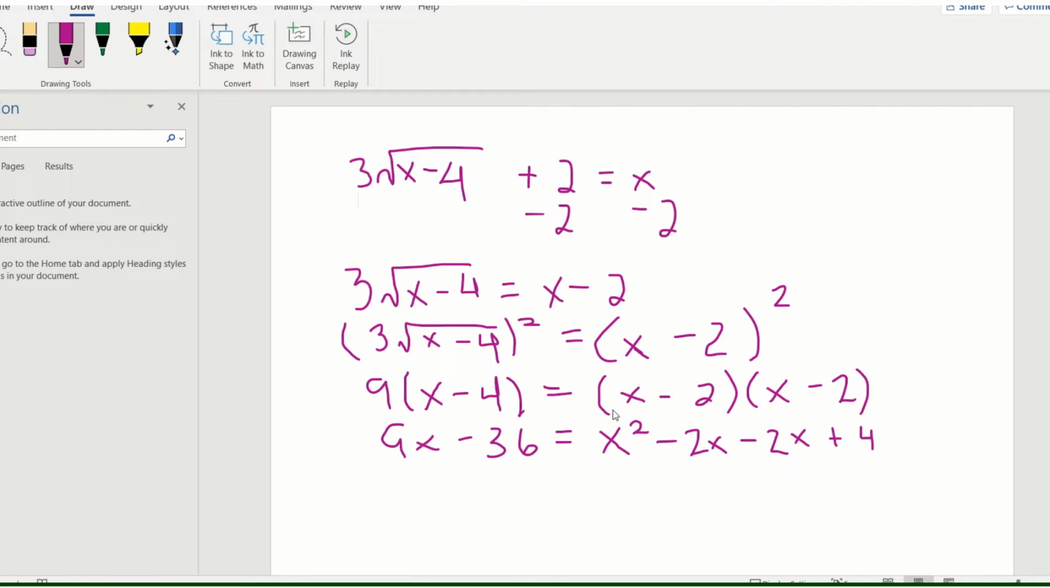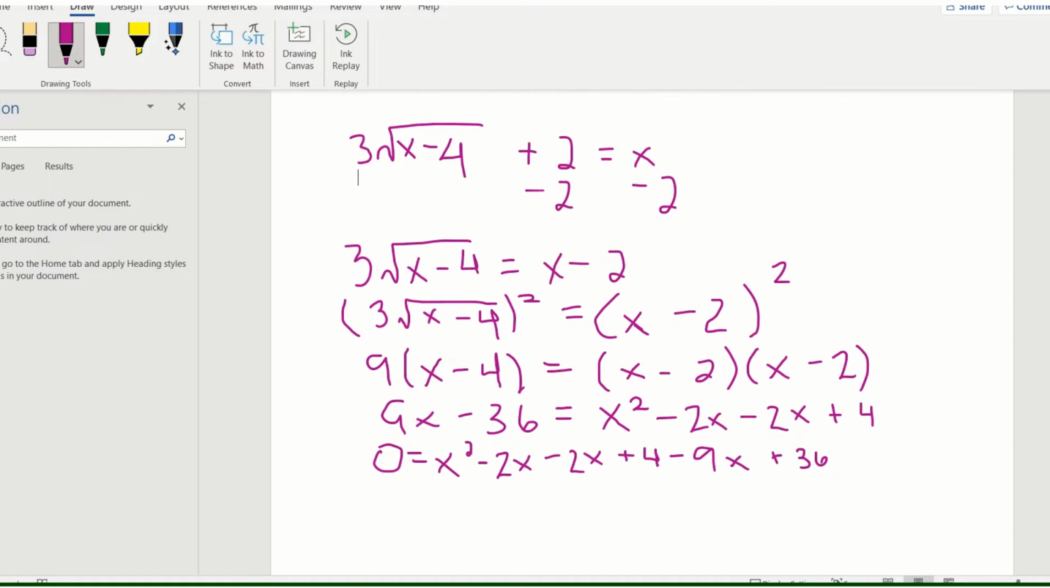All right, now we notice this is quadratic because we have an x squared. So let's get everything over to one side. We'll add our like terms and we'll see if we can factor it. And these should factor if we've done everything correctly. So I'm going to move the 9x and the negative 36 over to the right. I'm just going to go ahead and rewrite everything that's already on the right. But when I move the 9x, it'll be a negative 9x. And when I move the negative 36, it'll be a positive 36.